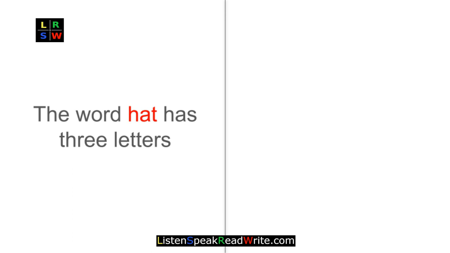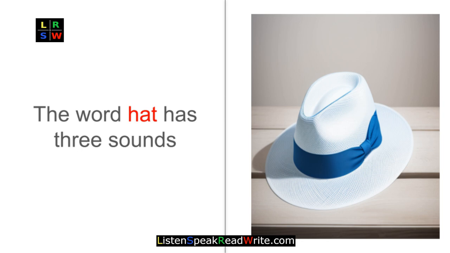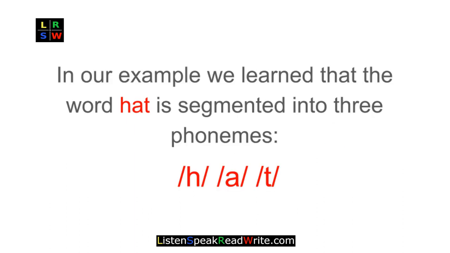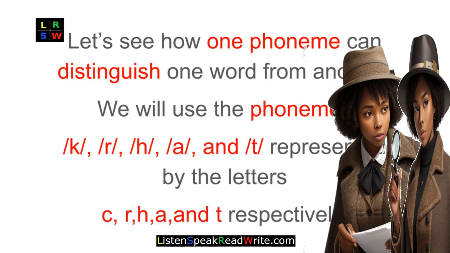This is a hat. The word hat has 3 letters: H, A, T. The word hat has 3 sounds: h, a, T. In our example, we learned that the word hat is segmented into 3 phonemes: h, a, T.